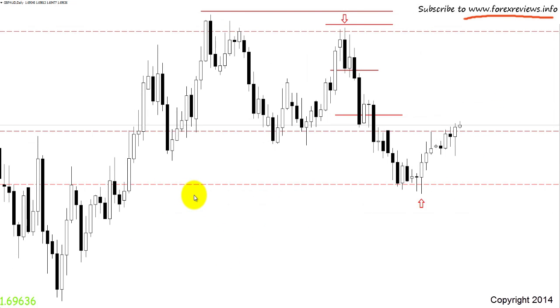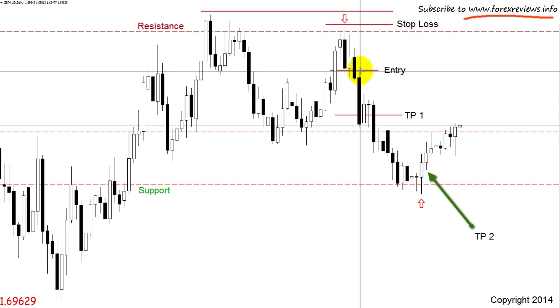The GBP USD daily. We got a nice resistance structure here. A nice bearish engulfing at this resistance structure. Here's your entry. Here's your stop loss. Price went down. Gave us a good 1-to-1 on the first position. The second trade we allowed to run, and it didn't tell us to get out until here. So we had a great move down on this pair.